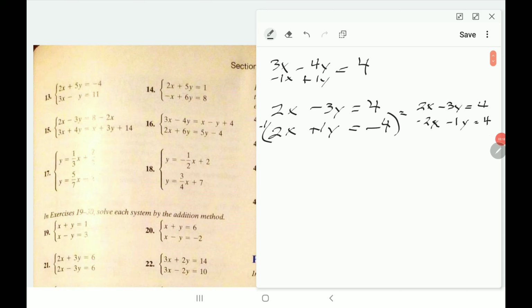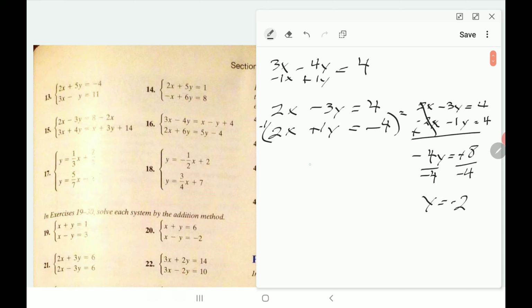All right. So what's going to happen here is when we add these together, the x cancels, and I get negative 4y equals positive 8. So if you divide by negative 4, you get, well, negative 2, actually. When you divide 8 by negative 4, you get y is equal to negative 2.